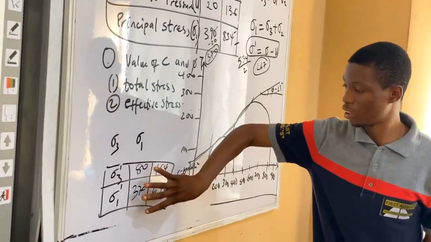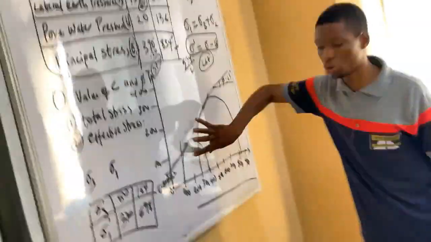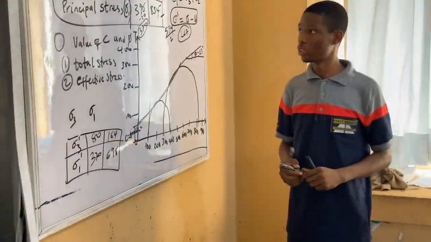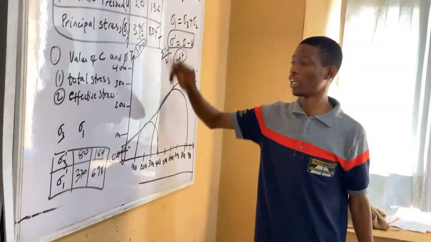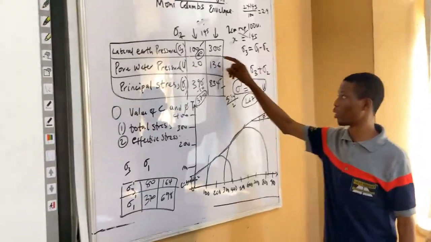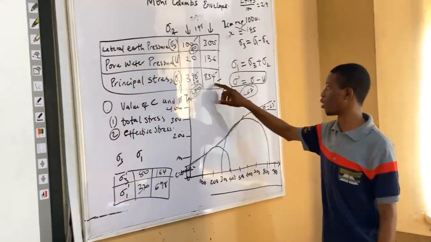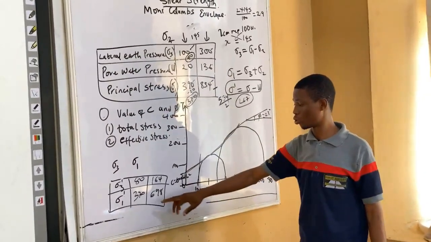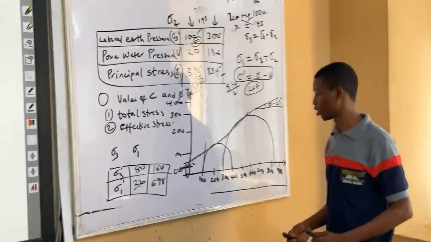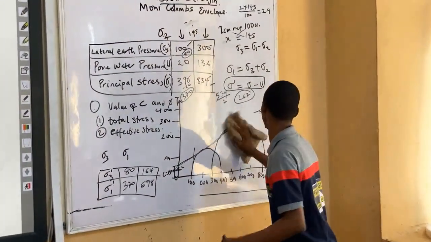So this is not the dimension that we take to draw our second Mohr sample. We have 100 minus 20 to be 80. Then 390 minus 20 is 370, 300 minus 136 is 164, and 834 minus 136 is 698. So with that, we can draw our Mohr circle.